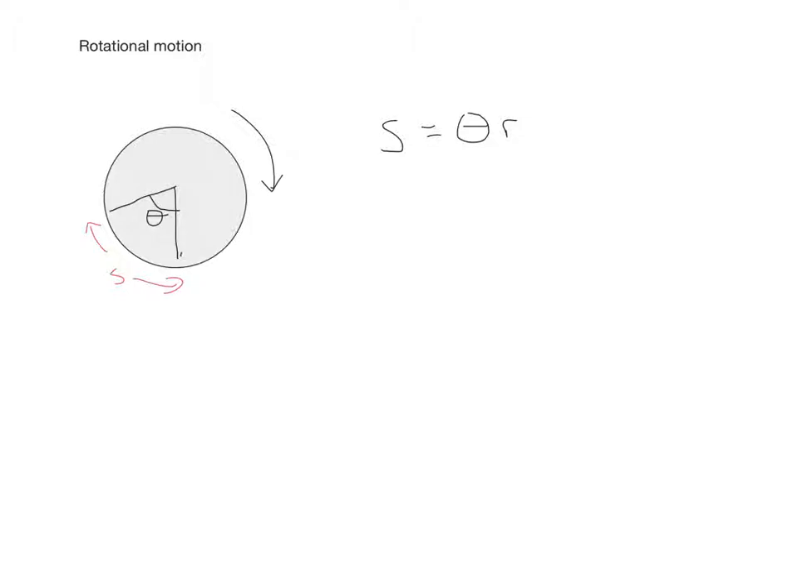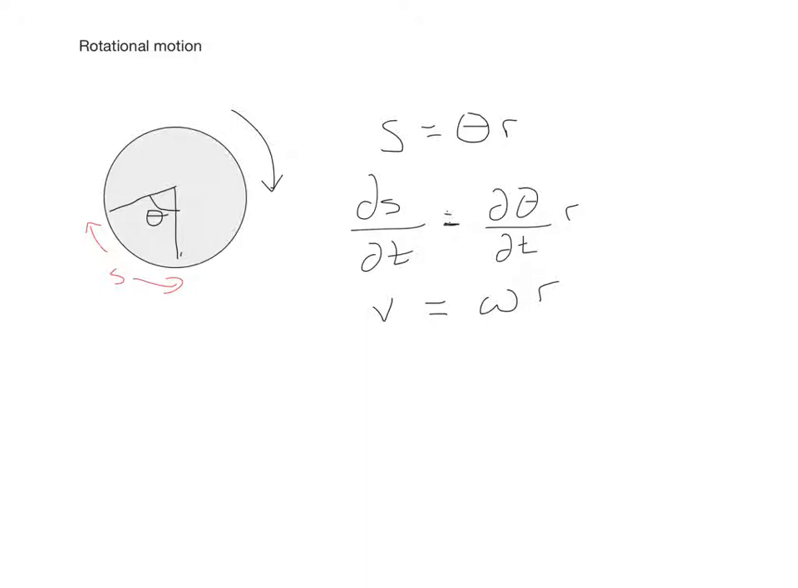If we take the derivative of both sides with respect to time, just like if we have dx dt, it equals v. If we have ds dt and take the derivative on the other side of the theta dt, on the left side we get the linear velocity, or tangential velocity, and over here we get the angular velocity, which is omega.